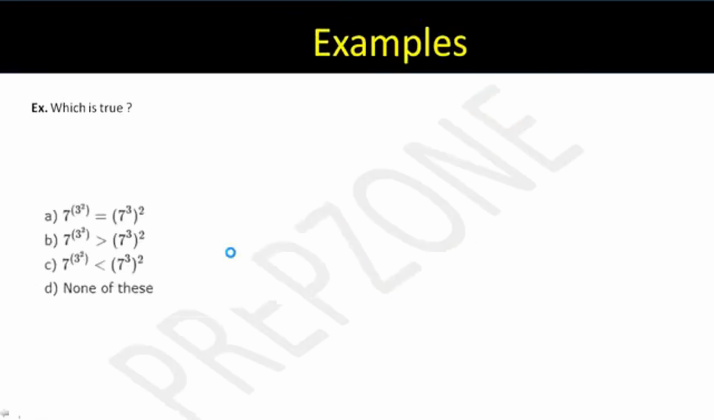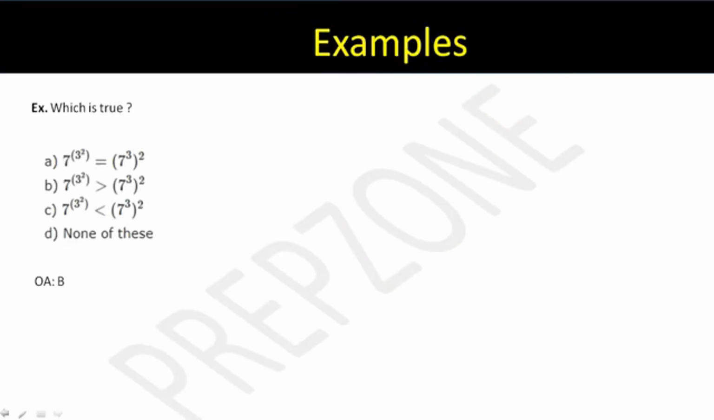Solve this. The only key point here is, guys, first of all you solve the bracket. 3 to the power 2 is 9. So this is 7 to the power 9. And this is 7 cube square. You can actually multiply these terms, and this is the same as 7 to the power 6. So the concept is: if a to the power b, whole to the power c is given, then this is the same as a to the power bc. That was the only concept. Yes, the final answer is b.